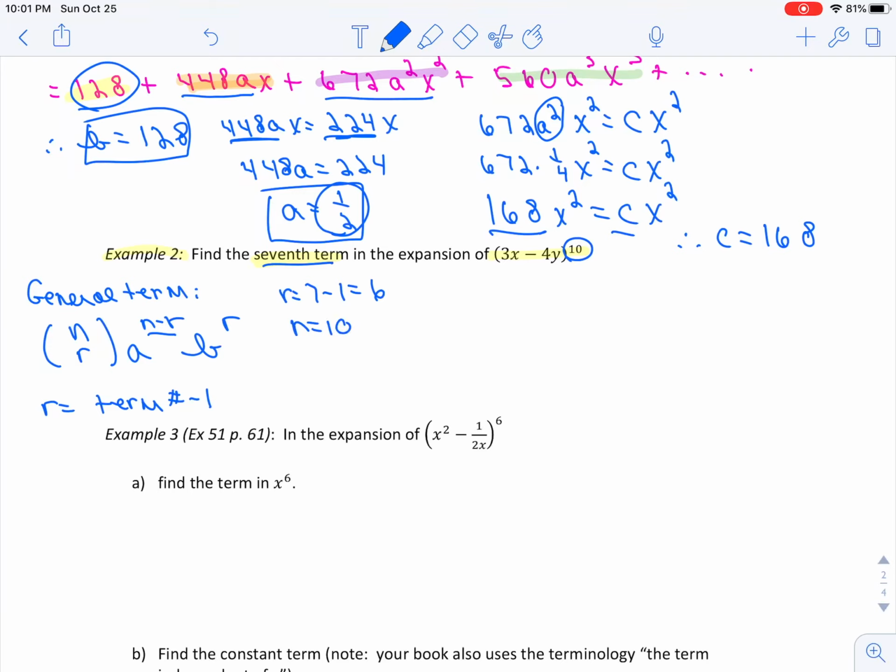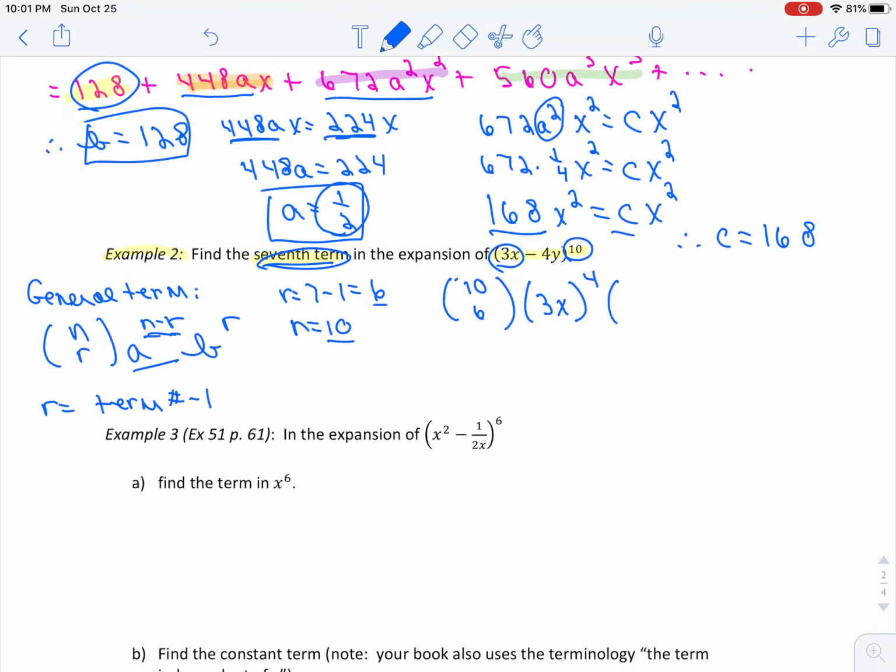Our general term, our 7th term, which is what we want, is going to be 10 choose 6, subbing 10 in for n, 6 in for r. Then we're going to have a to the n minus r. Well, a is 3x, that's the first term. So 3x to the 10 minus 6 power, which is 4. We're just doing 10 minus 6, that's 4.